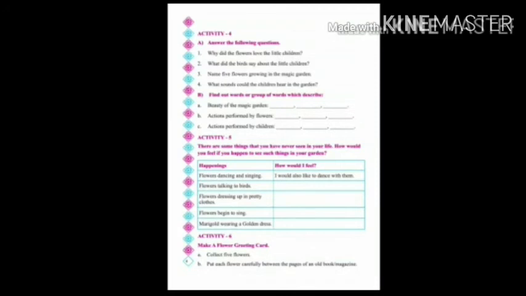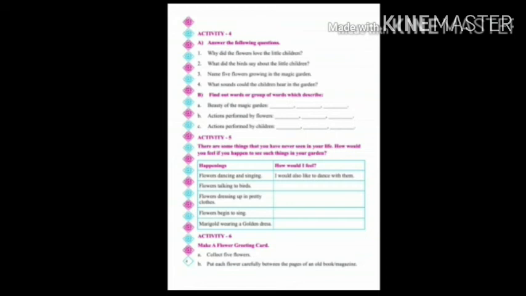Now it says that there are some things that you have never seen in your life. How would you feel if you happen to see such things in your garden? So a table is given, happenings, like the things that would happen. Imagination. You have to think, you have to imagine. And how would I feel? Just have to imagine and feel, okay? And then you have to write it down.